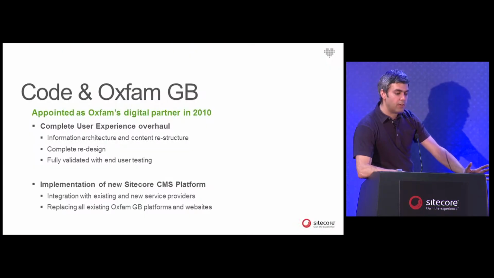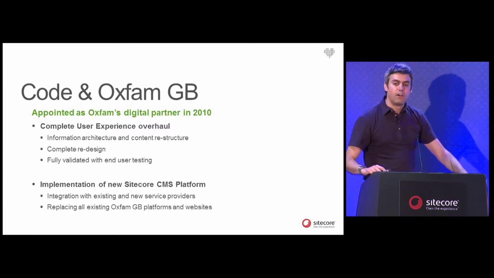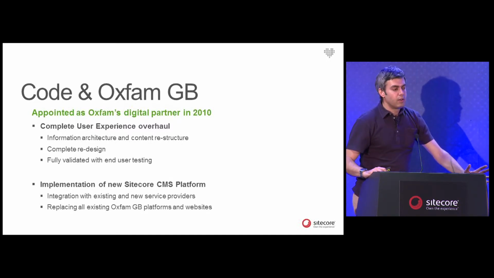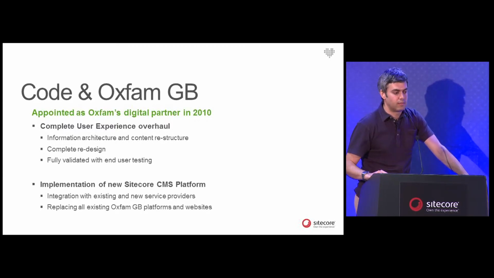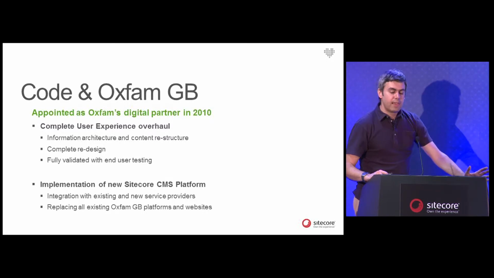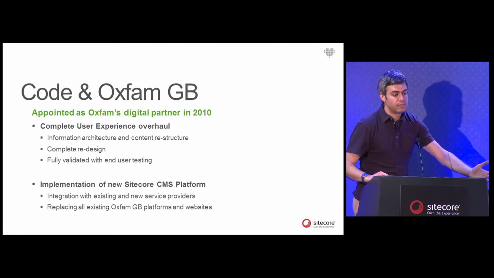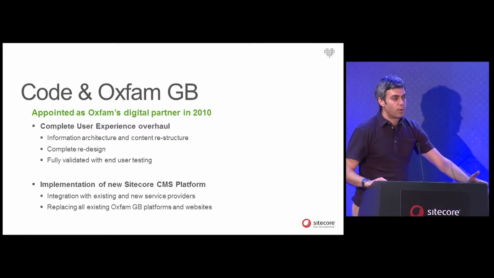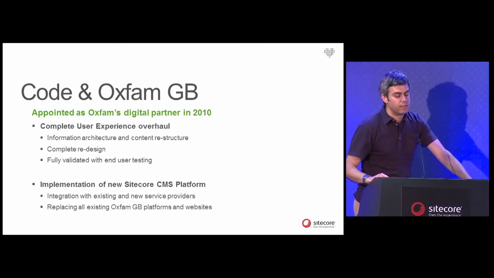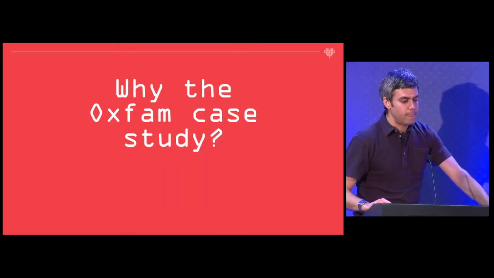So a bit about Code and Oxfam. We were appointed in 2010, with two parts to our work. Part of it was a complete overhaul of the user experience. I'll talk about what was there and why the scale of that task was so important, and why from an information architecture and creative consistency perspective that was quite important. And the second part was to move them onto a platform, a Sitecore platform, so they could start to see some of the operational benefits and some of the ongoing benefits of a platform like that too.